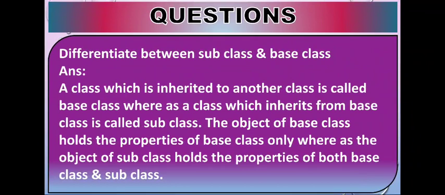Second answer, differentiate between subclass and base class. So already in the definition of inheritance, I have given the definition of subclass and base class. Again, a class which is inherited by another class is called base class, whereas a class which inherits from base class is called subclass. But second point, the object of base class holds the properties of base class only, whereas the object of subclass holds the properties of both base class and subclass.